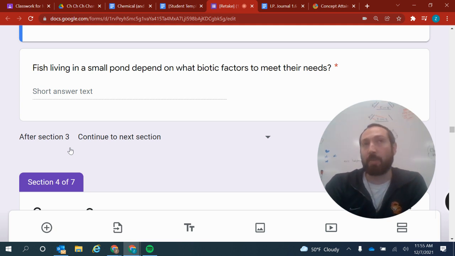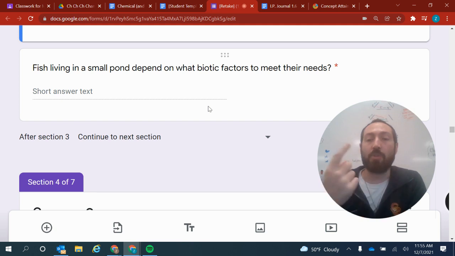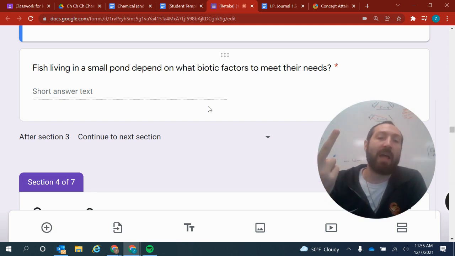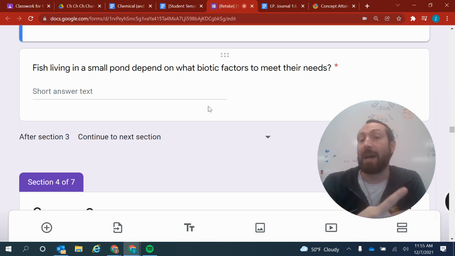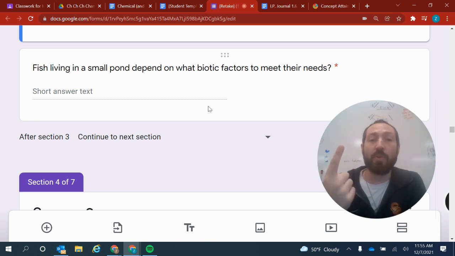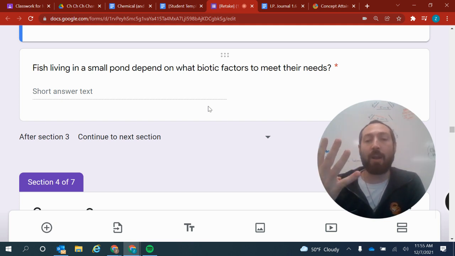If you said, bonus points for you, if you said they depend on plants, because the plants produce the oxygen for them to breathe, that's amazing and fantastic. But you didn't have to put that for full credit. So you can just say their food, their shelter. Some of them don't rely on shelter because their shelter could be a rock, and that's not biotic. So as long as you said food and you said mates, that is all you have to say. But if you said shelter or you said air because of plants, that's also totally fine.